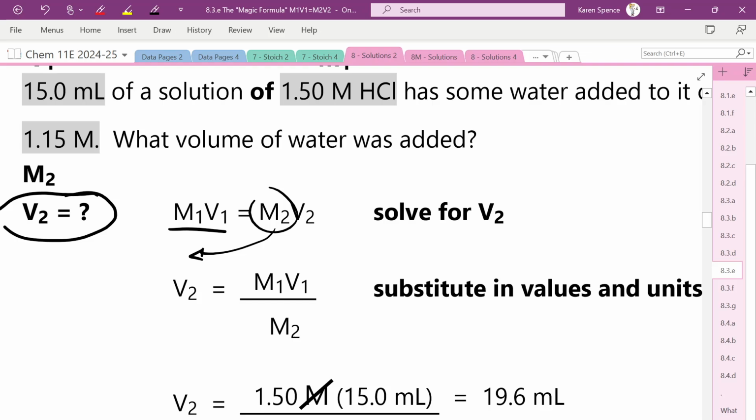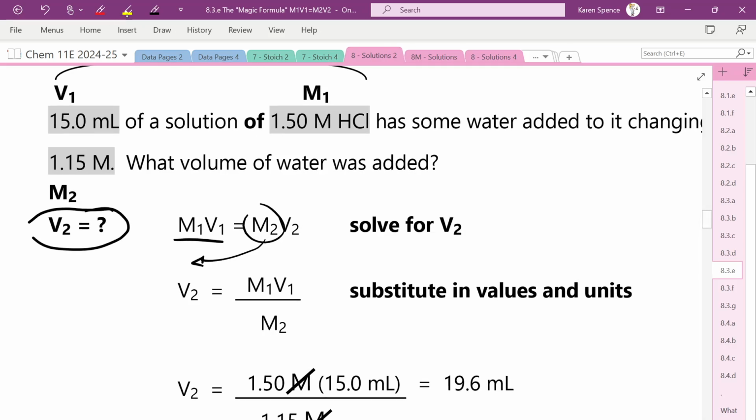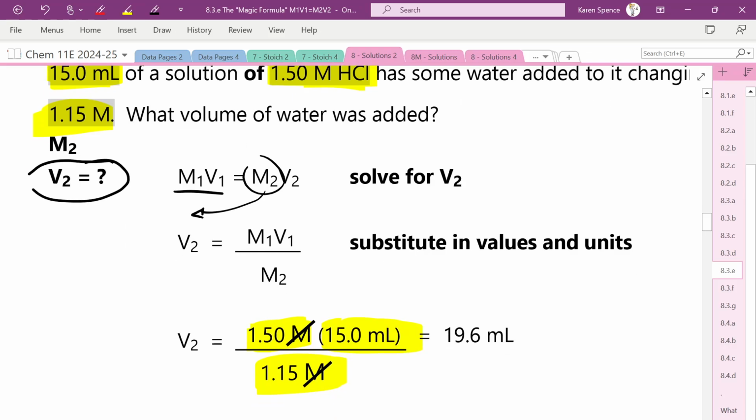Then you just go grab your numbers and you say, what was M1? 1.50. What was V1? 15 milliliters. And you can leave it in milliliters because your answer will be in milliliters. Okay, and what was my M2? It was 1.15 molar. The molars cancel out and you are left with milliliters. Yay, the units worked. If the units don't work, you've done it wrong.